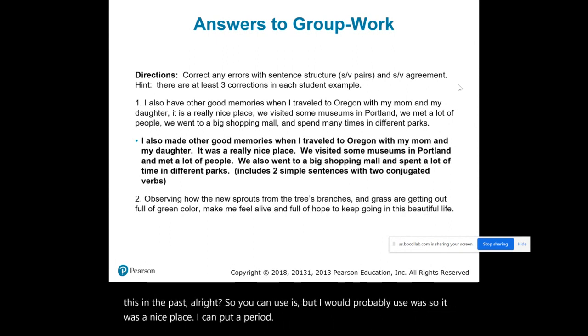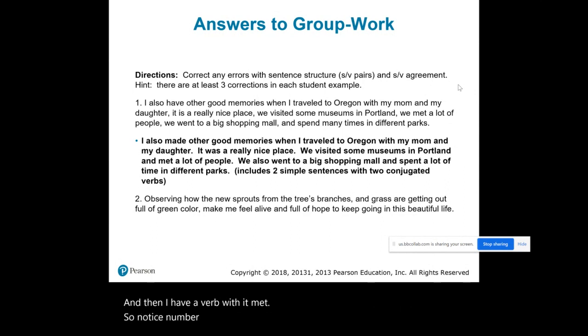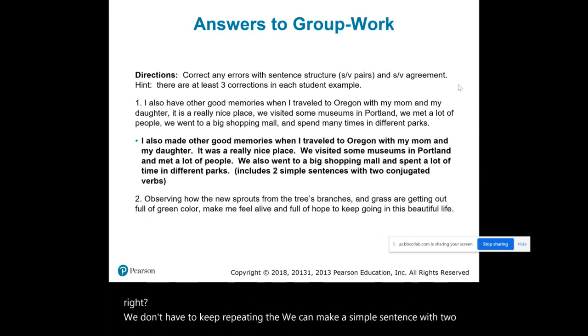Okay. We don't have to keep on with the comma, comma, comma. Stop and say, okay, that is a subject and verb pair. It was a really nice place, all right? Then I have another subject, we, and a verb, visited. And then I have another verb with it, met. So notice in number 1, we wrote, we visited museums, comma, we met, right? We don't have to keep repeating the "we." It's a simple sentence with two verbs. We visited and met.